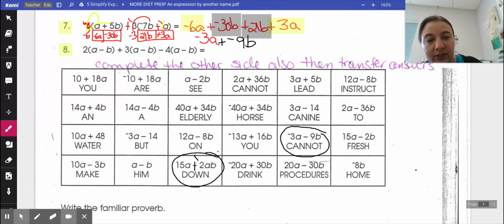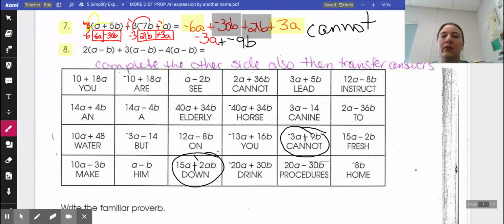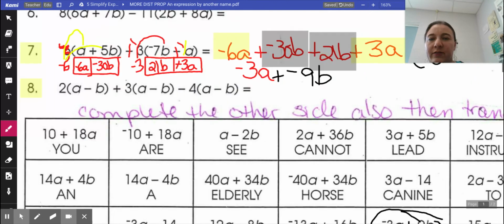Because subtraction's adding the opposite. So that is the same. So this is cannot. So I'm going to write my answer up there so I know where to go back if I get something wrong. And this last one is my favorite.